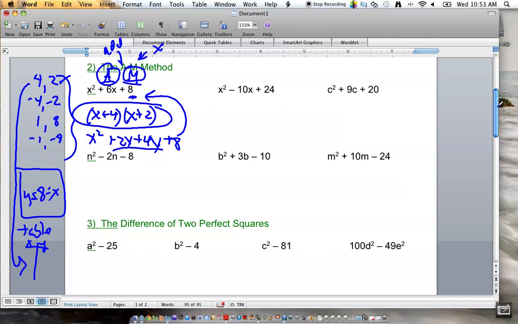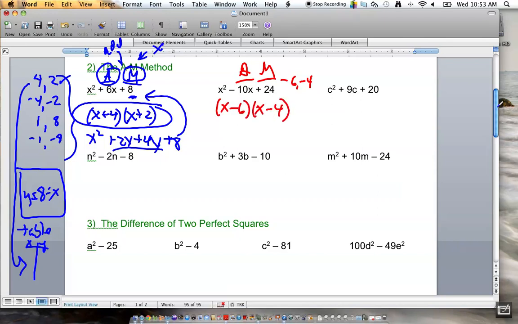Now we go to the next one. X squared minus 10x plus 24. And again, AM. How can I multiply out to 24 and add to -10? And what I come up with is -6 and -4, which means the factors are x minus 6 times x minus 4.